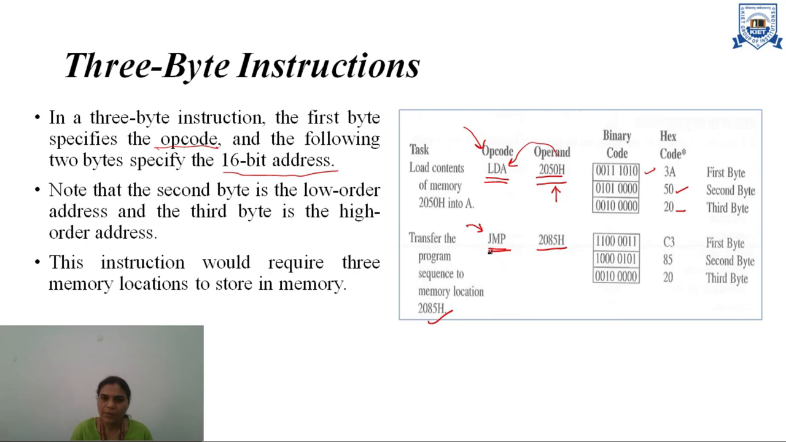So this command will be represented by 3 bytes. The first byte will represent the opcode jump. The second byte will represent the lower order bits of the address, which are 85. And the third byte will specify the higher order address bits, that is 20. So in this way, a 3 byte instruction will take 3 bytes. So we will require 3 bytes, or we can say 3 memory locations, to store this type of instruction.